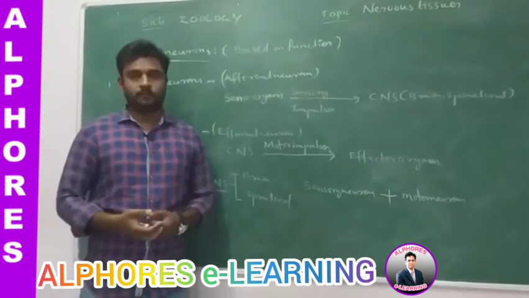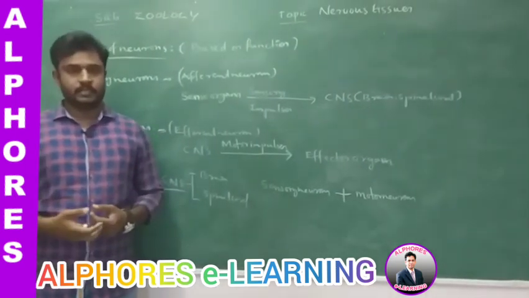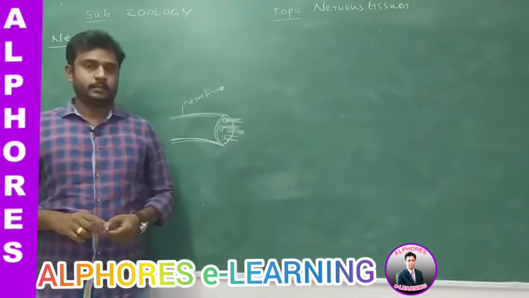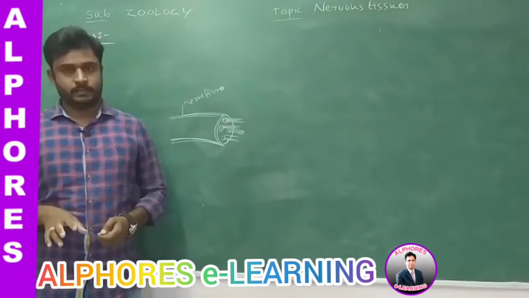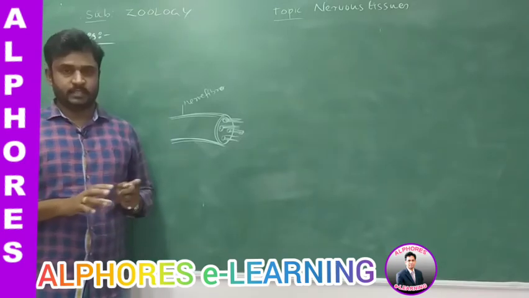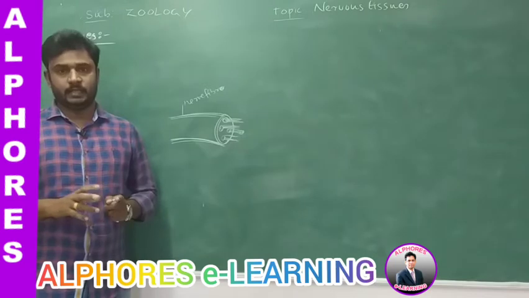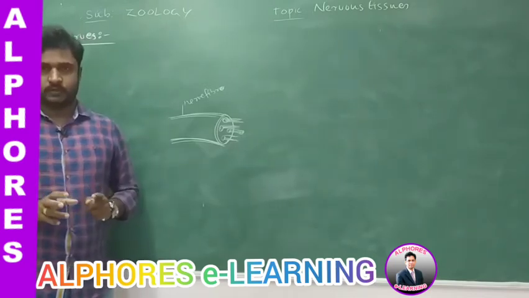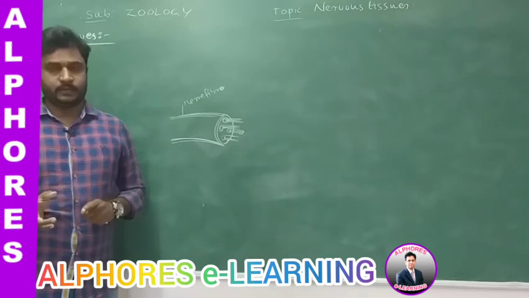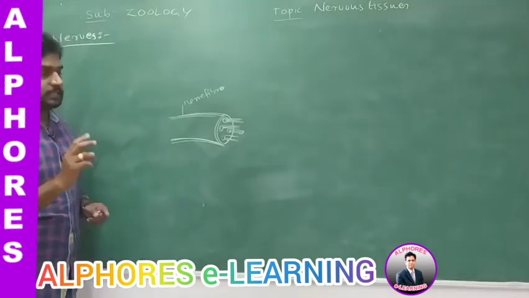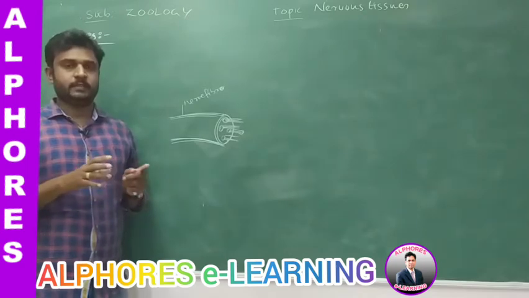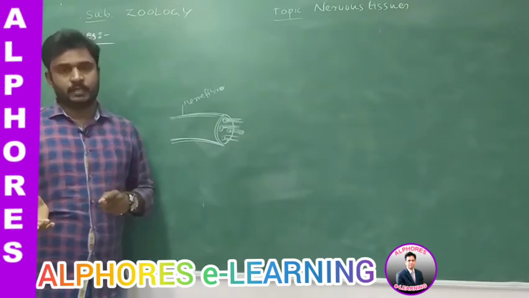Next, nerve fibers. Nerves act like wires. Nerve fibers connect the CNS and PNS. In the PNS, nerves are present: cranial nerves and spinal nerves. The nerves arising from the brain are called cranial nerves, and the nerves arising from the spinal cord are called spinal nerves. The structure of a nerve looks like a wire, connecting the CNS with the effector organs and sensory organs.